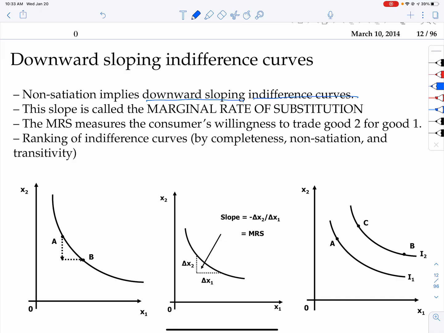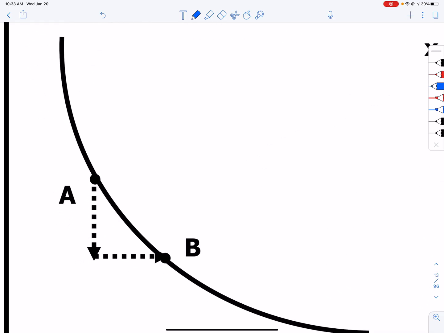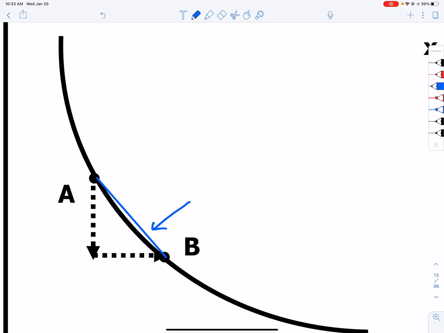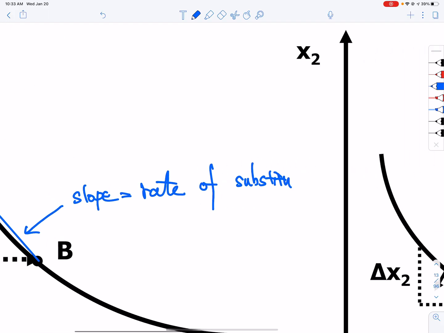So we can think of the slope. All right, here's the slope. So here's a straight line, this blue line is a straight line. The slope is the rate of substitution. So what do I mean by that?